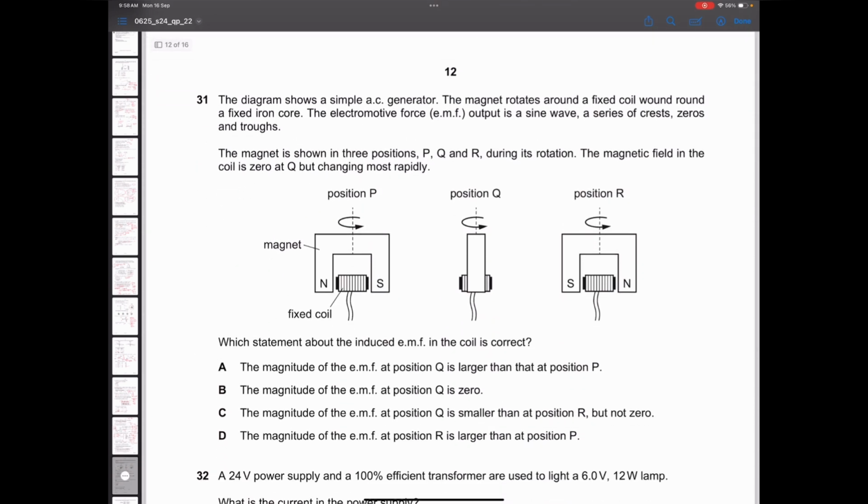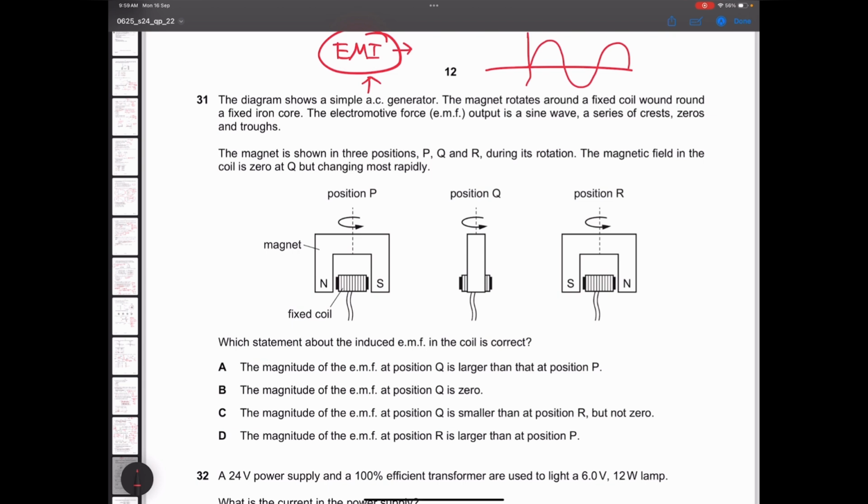This is one of the good questions. The diagram shows an AC generator. An AC generator works on the principle of electromagnetic induction. This is electromagnetic induction. The magnet rotates around a fixed coil. All right. The EMF output is a sine wave. We are aware of that. AC current is created like this. This is a sine wave.